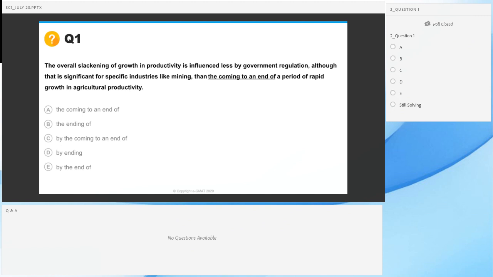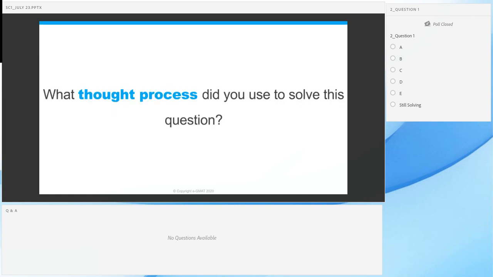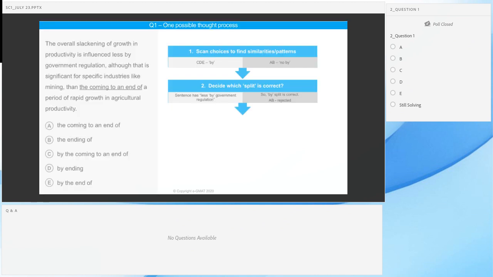All right, so before we demonstrate how we at e-GMAT would solve this problem, I'll talk about a general process that most of the test takers adopt to solve this question. They will read the question first, the overall slackening of growth and productivity. Why am I reading so fast in the beginning? Because that's how generally people read the non-underlined portion of the sentence. They think it's all fine. You know, I really don't need to read it too much.